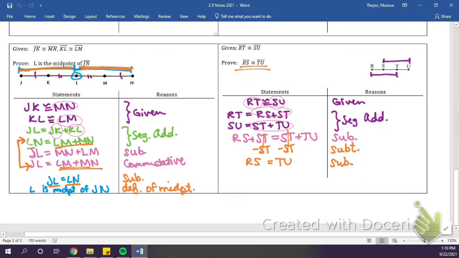From here, we technically have what we need. In some levels of geometry, they will take that RS is congruent to TU as a little bit different than RS is equal to TU. To change it to a congruent symbol, you would just use the definition of congruence. That step is optional for our class. So you can leave it as RS is equal to TU.